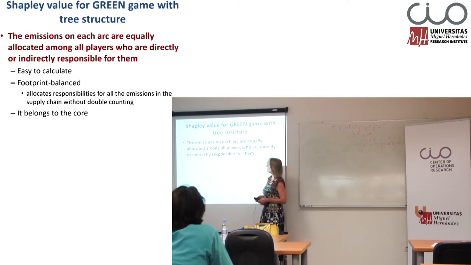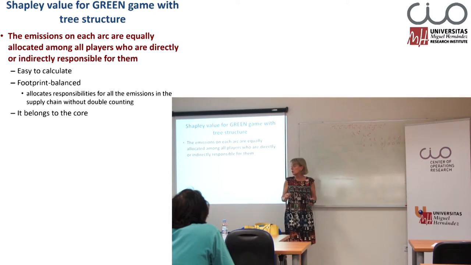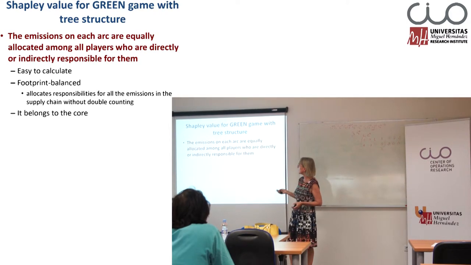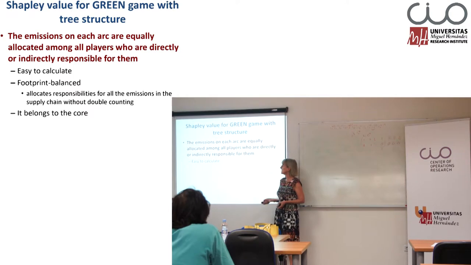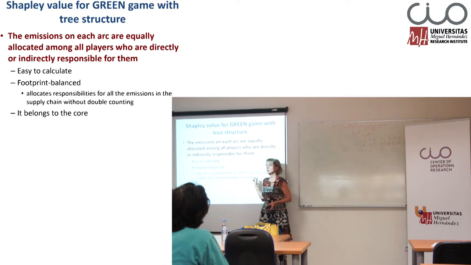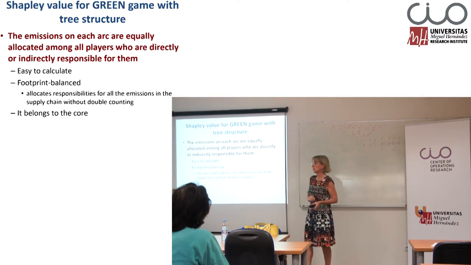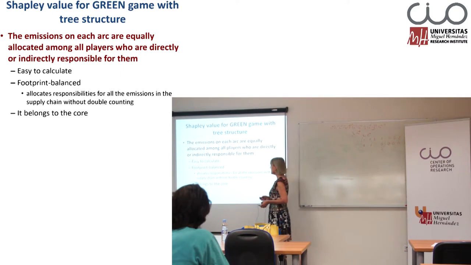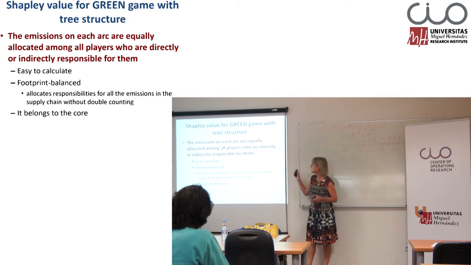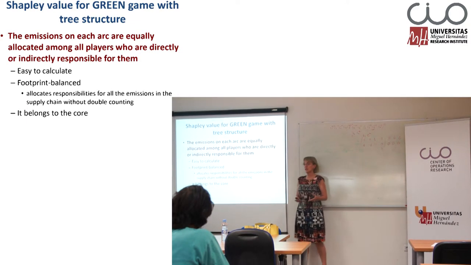And so what we have shown is that for our problem, we can actually do the same thing. We look at a certain arc, we look at all companies that are allocated responsibility for this arc, directly or indirectly, and split it equally among them. This is how the emissions on a specific arc are allocated. So it is easy to calculate. It is footprint balanced, which means it's efficient, and we don't have double counting, so we account for all the emissions just once. And it is in the core. So we have all of these nice properties. So this was the first run at the problem that we had.